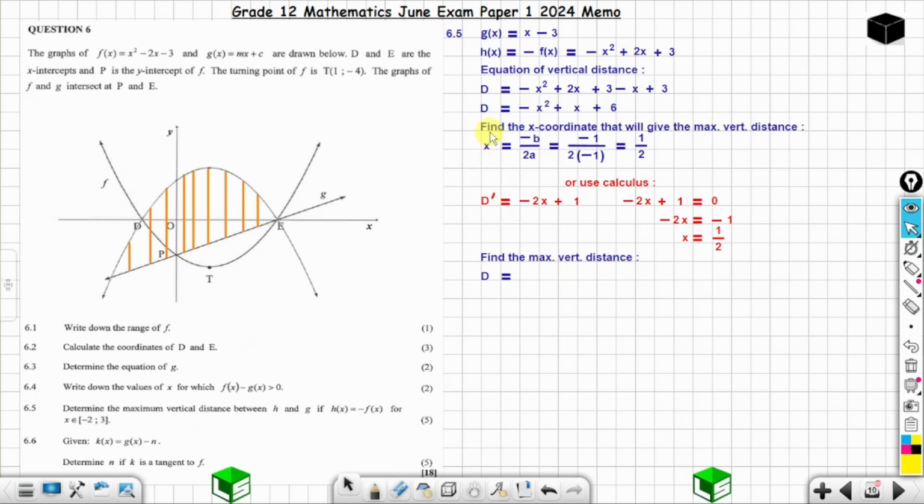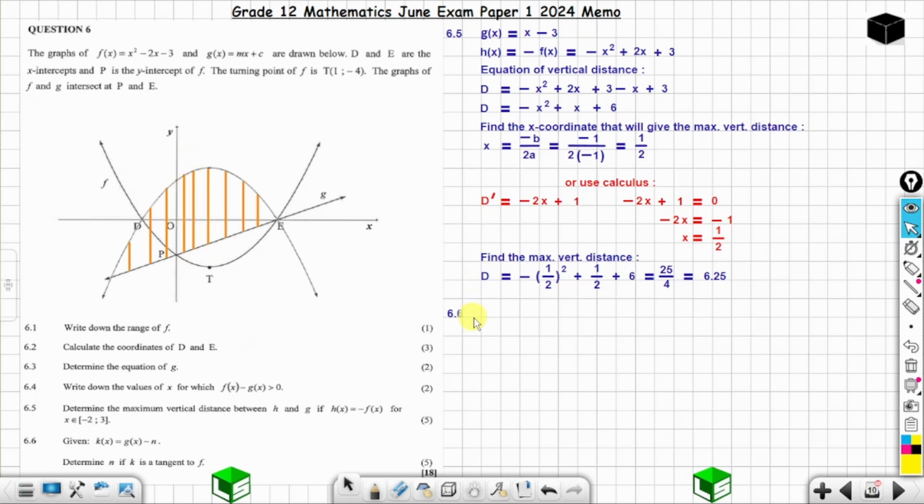You have x is equal to 1 over 2 squared plus x plus 6. You are going to have 25 over 4, which is 6.25. Okay, so x is equal to 0.5, somewhere there. Okay, so you are going to have the maximum vertical distance somewhere there.